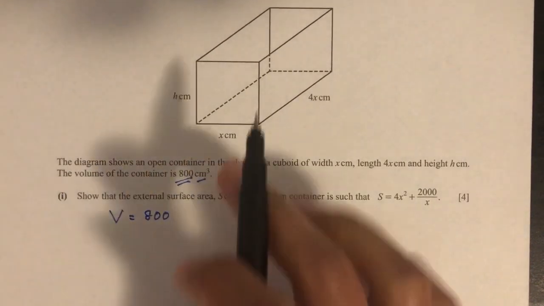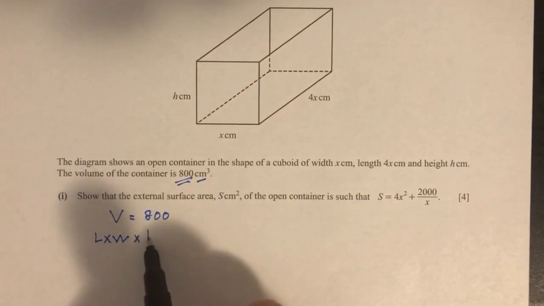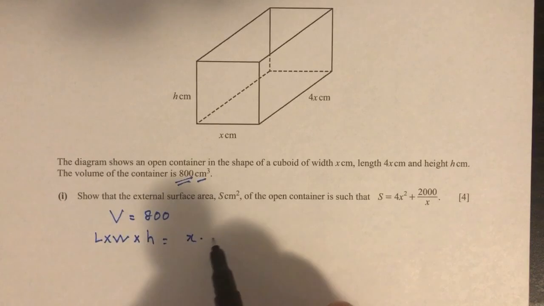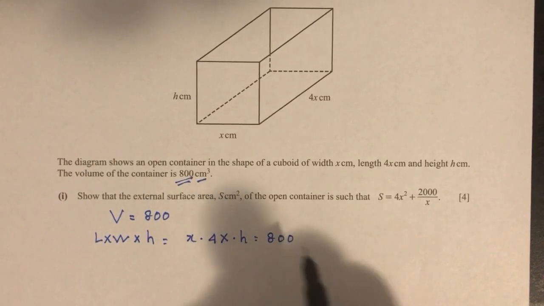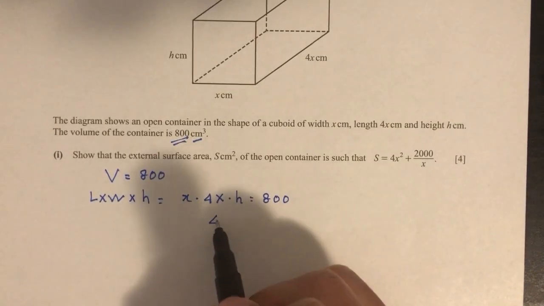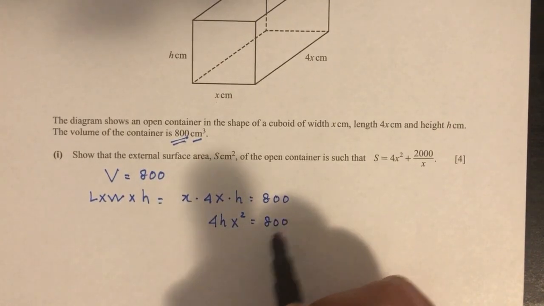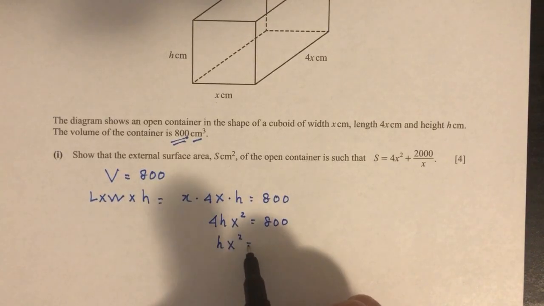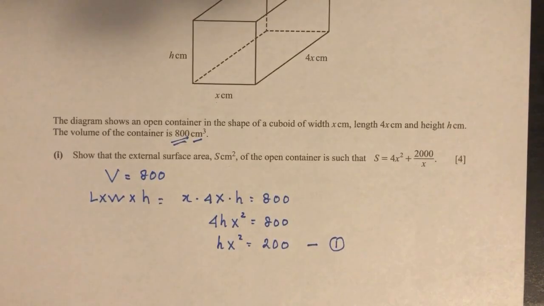So how do you find the volume of this shape? It will be length times width times height, which is x times 4x times h, which will be 800. That will be 4h x squared, which is 800. So h x squared is equal to 200. So that's our first formula.